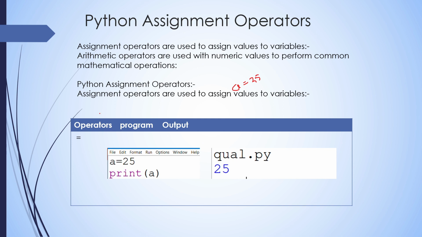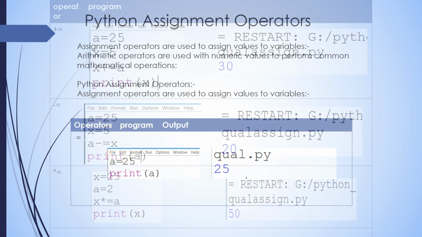So a is equals to 25, print a. So 25 is the output, which means the operand a has a value 25, which is assigned with the help of the assignment operator. Basically, the function of assignment operator is to assign the values to the variables.